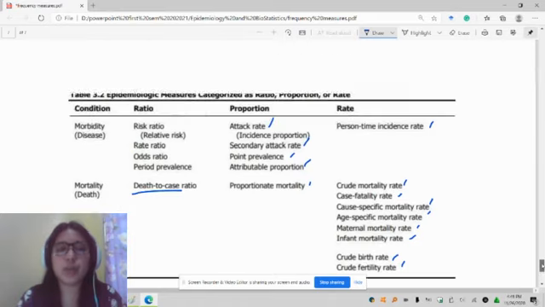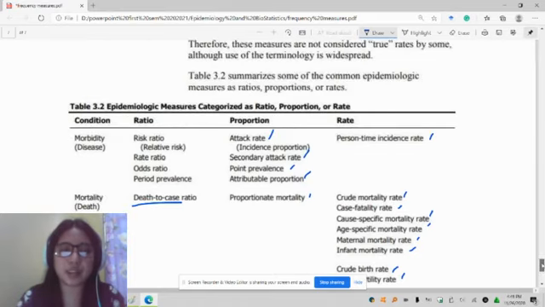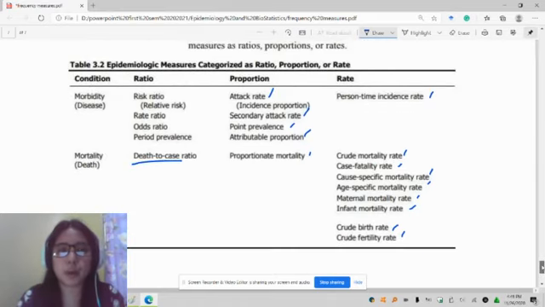We are going to discuss each of the different measures here in a separate video.